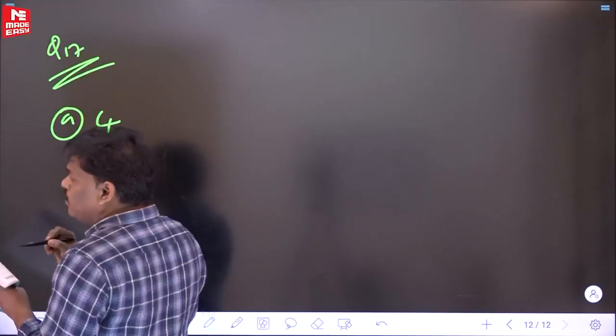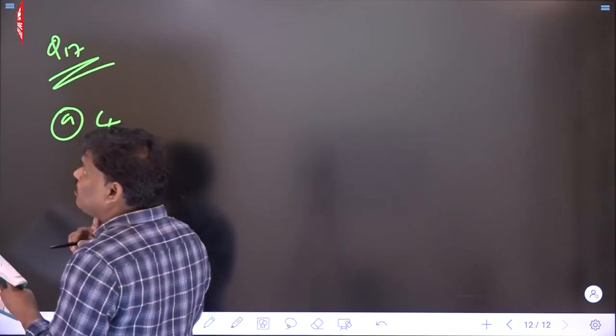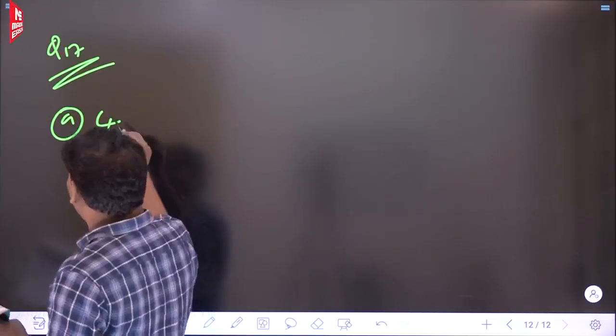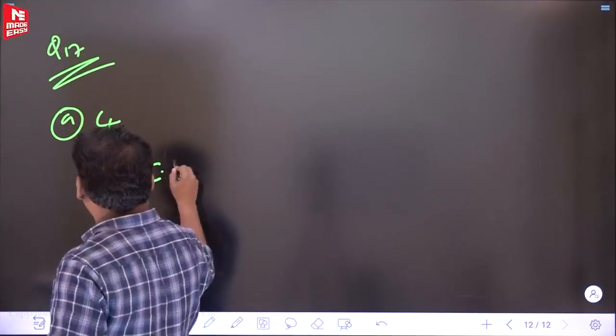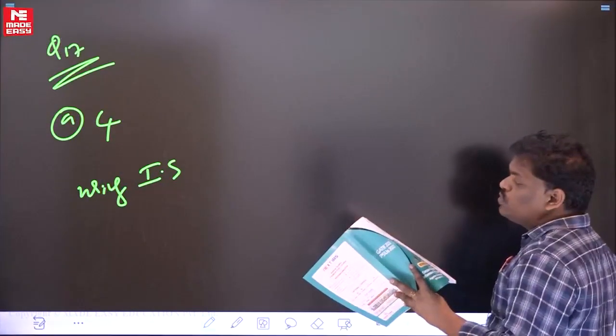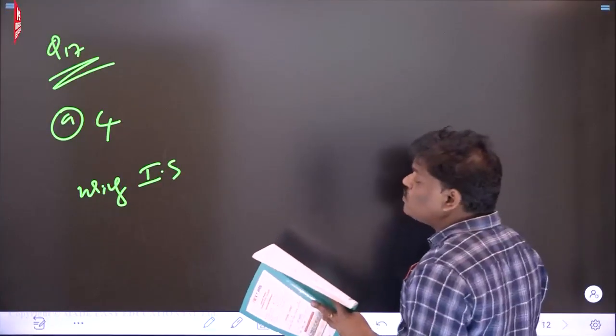When you say minimum, which sorting algorithm will give minimum? I think the insertion sort algorithm. To sort 5 elements, insertion sort will take only 4 comparisons. Let me write it now. Using insertion sort. Question number 17 answer is A, which is 4. Using insertion sort. Some people are asking, sir, how can you say insertion sort?